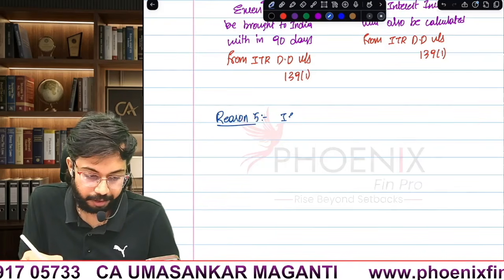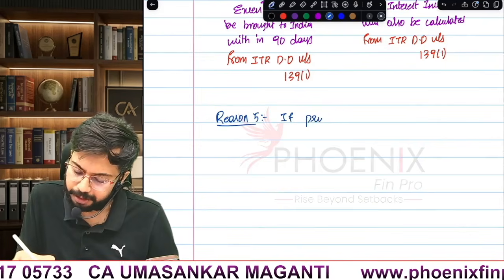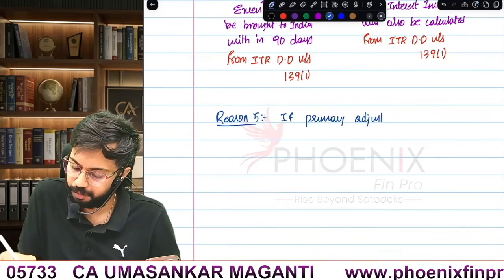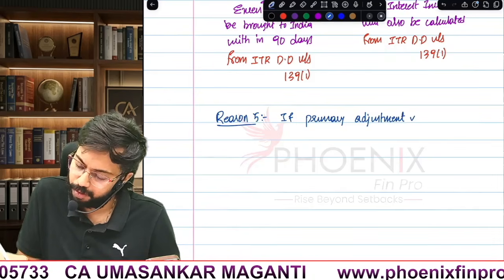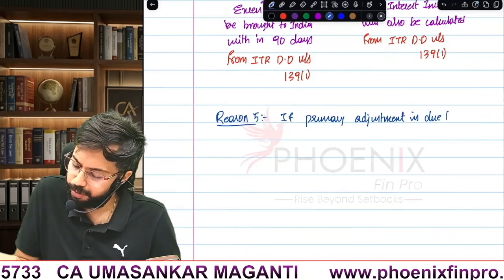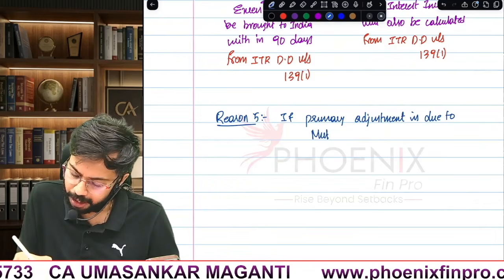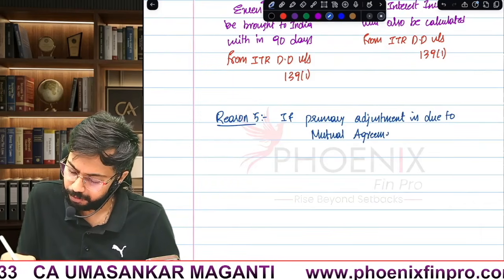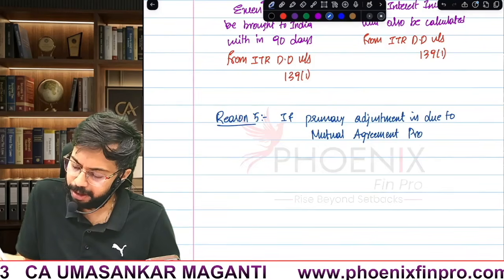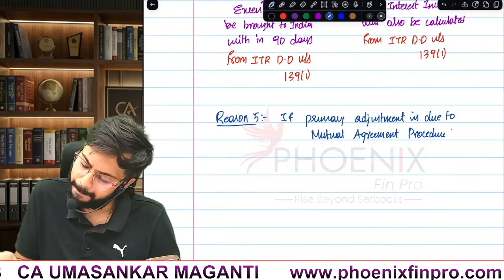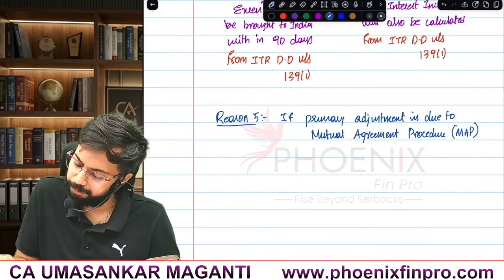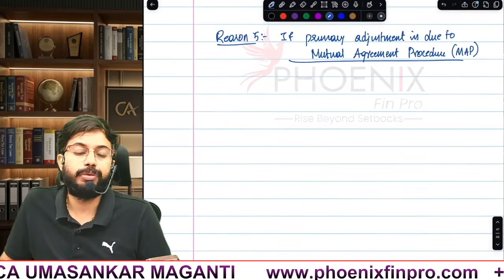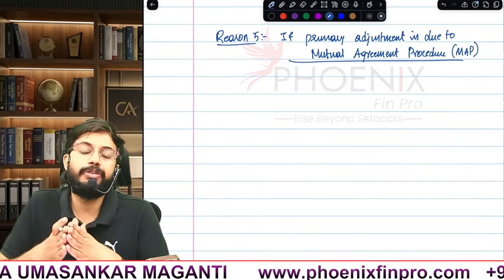If primary adjustment is due to mutual agreement procedure, MAP. See, primary adjustment is due to MAP. Sir, what do you mean by mutual agreement procedure?